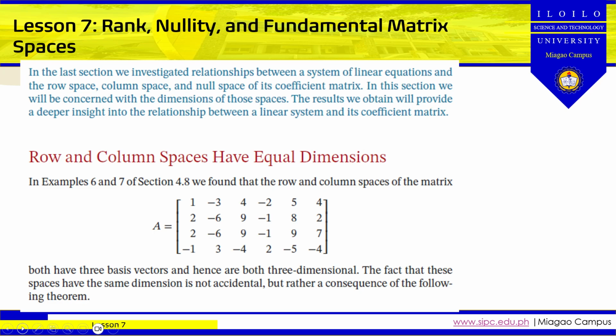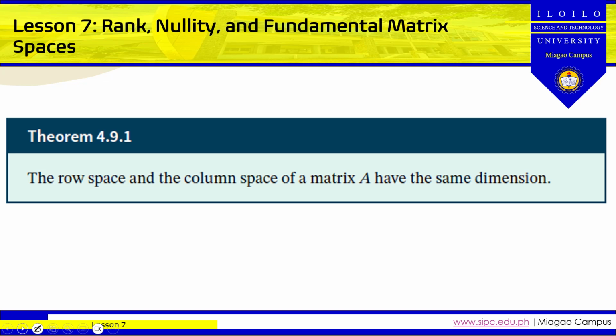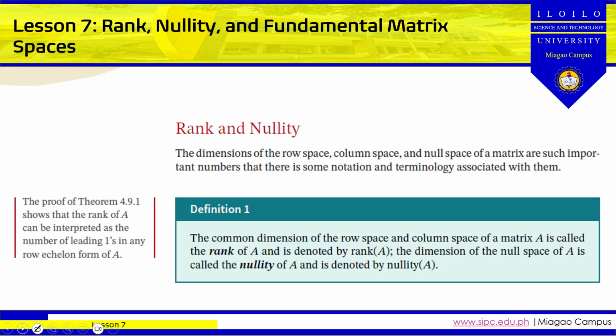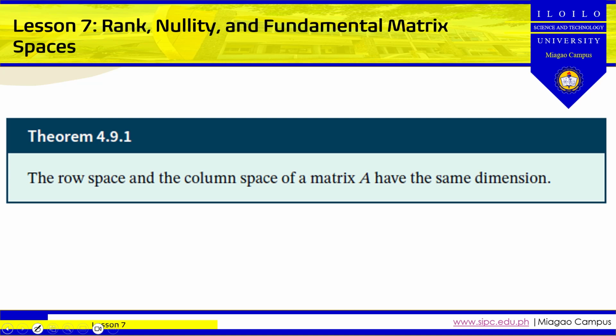So we have here that the row and column spaces have equal dimensions. For example, we have here matrix A with this set of coefficient values, in which the size of this matrix is a 4 by 6 matrix. Both have 3 basis vectors and hence both are 3-dimensional. The fact that these spaces have the same dimension is not accidental, but rather a consequence of the following theorem. The theorem states that the row space and the column space of a matrix A have the same dimension, which means that the row and column spaces should have the same dimension.